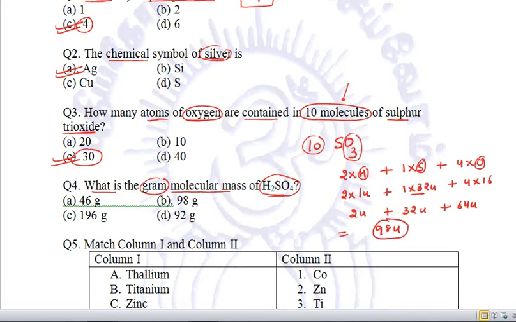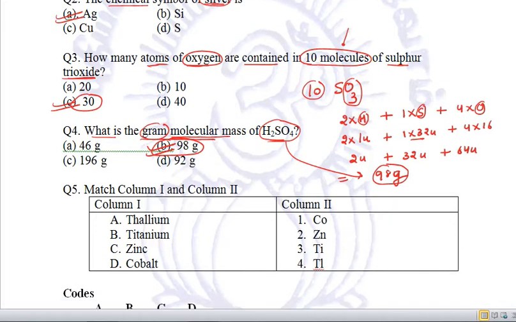This is the molecular mass, and because we have to take the gram molecular mass, we will replace this unit with gram. So the gram molecular mass of sulfuric acid comes out to be 98 grams, which is given in our B option. So we will write B. We will mark it to be the correct answer. Right? This is how we are going to calculate the molecular mass of sulfuric acid. Coming to the next question.